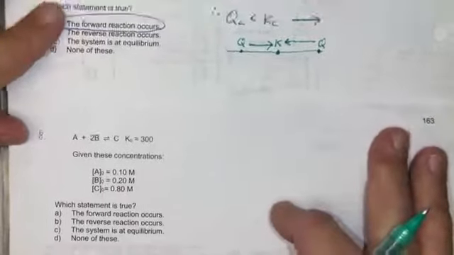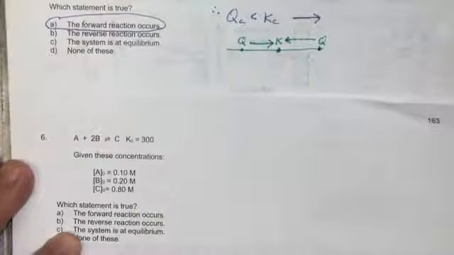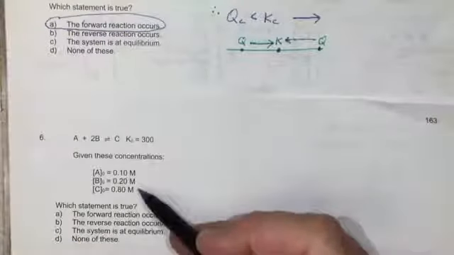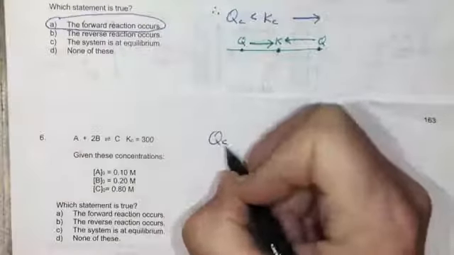The next question is going to be similar to this. We're going to be given some initial concentrations, and we're given the value of K, and we're asked what's true about this reaction. We don't know if this is at equilibrium or not. So we plug these values into the reaction quotient equation, which looks just like the Kc equation.